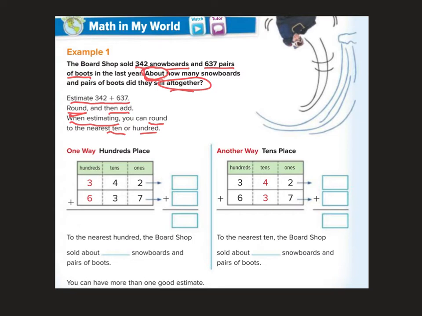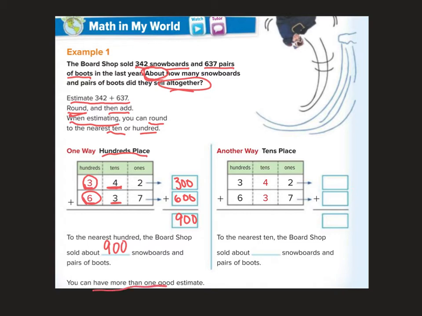Here we go. One way, let's round to the hundreds place. So I'm going to circle the 3 in the hundreds place, underline the tens. It's 4 or less, so it means keep the 3 the same. So that one's going to round to 300. Circle the 6, underline the 3. 3 is 4 or less, so it tells us keep the 6 the same. 600. 300 plus 600 equals 900. So we could say that to the nearest 100, the board shop sold about 900 snowboards and pairs of boots.